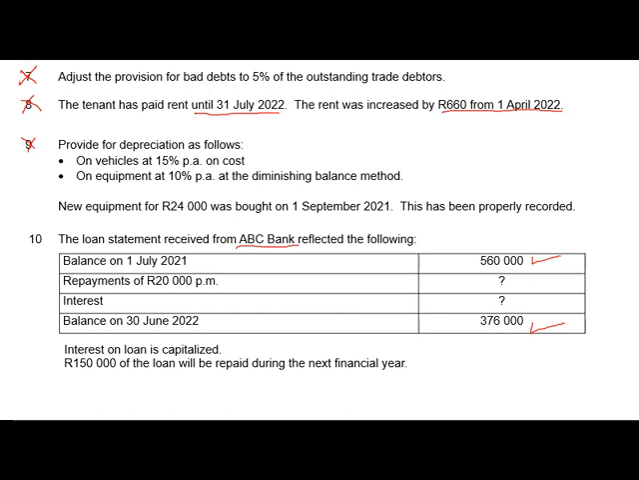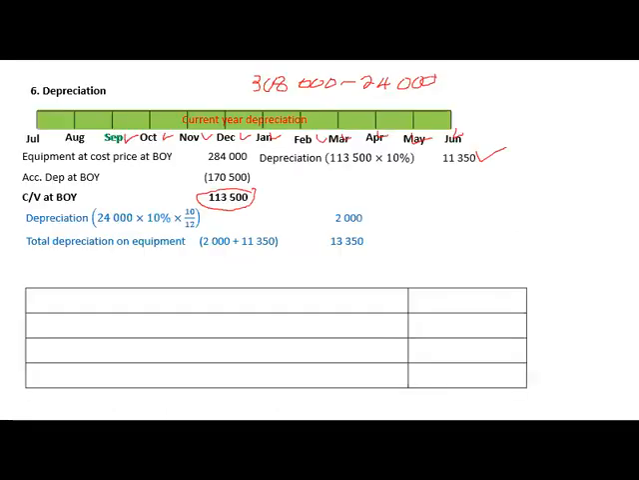So in between, things happened. The first thing that happened is that we made a repayment, which is per month. So we need to take this and multiply it by 12 to get the total repayments. Just to make a cleaner calculation, I'll show this under workings. So the balance at the beginning of the year for the loan was 560,000. We made repayments which were 20,000 per month. Take that and times it by 12, it'll give you a repayment.